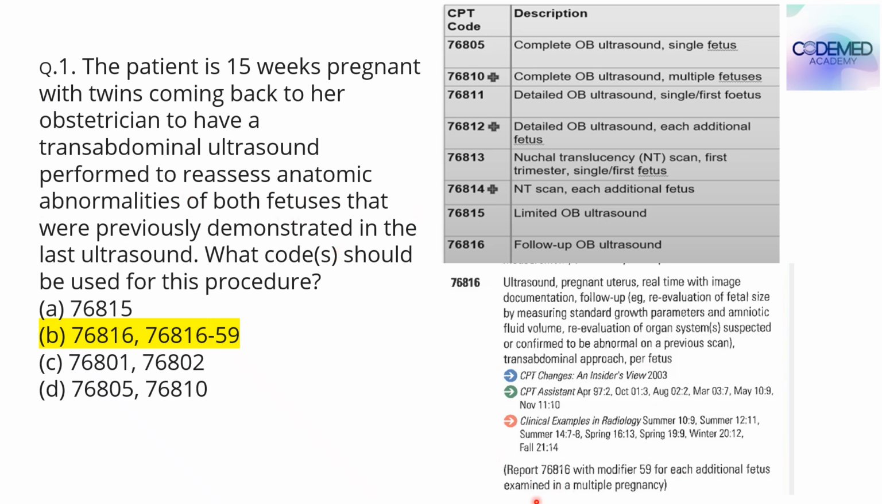And here there is a parenthetical note: report 76816 with a modifier 59 for each additional fetus examined in a multiple pregnancy. In our case it is a twin pregnancy, so we'll put modifier 59.